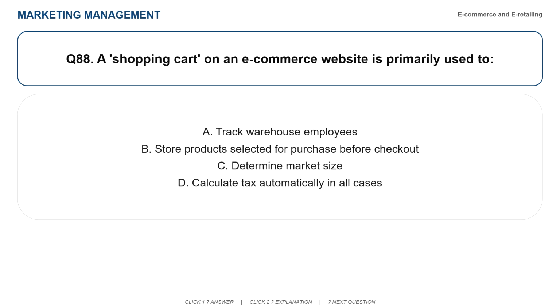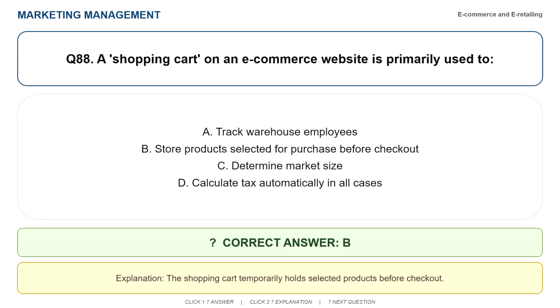Question 88. A shopping cart on an e-commerce website is primarily used to. Option A, track warehouse employees. Option B, store products selected for purchase before checkout. Option C, determine market size. Option D, calculate tax automatically in all cases. The correct answer is B. Explanation. The shopping cart temporarily holds selected products before checkout.